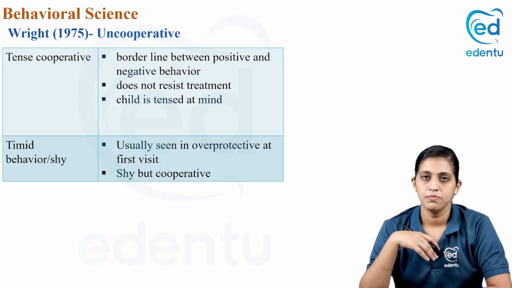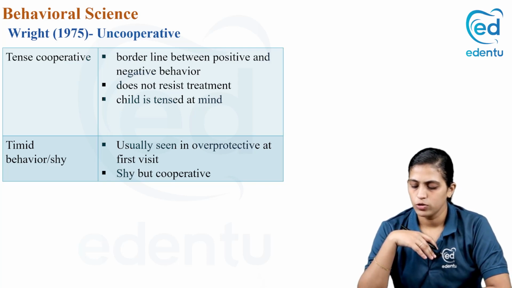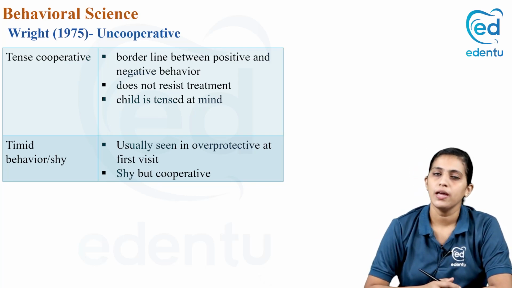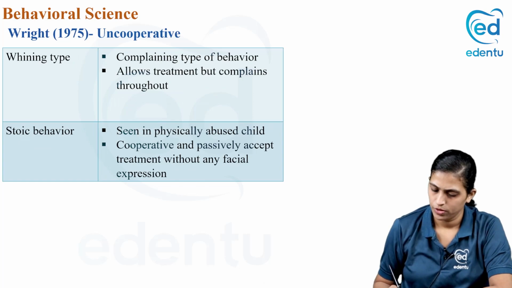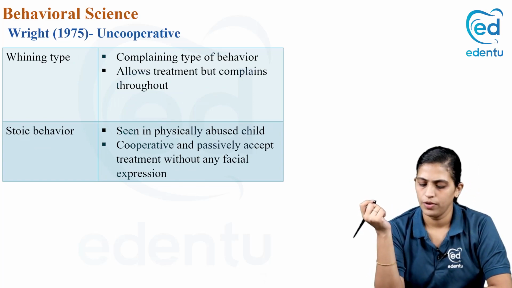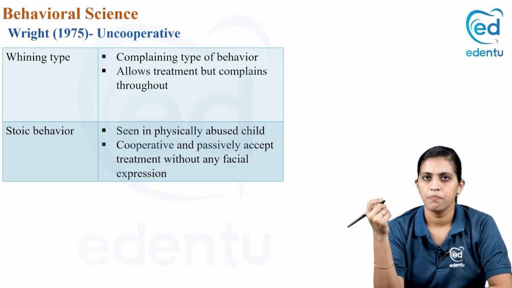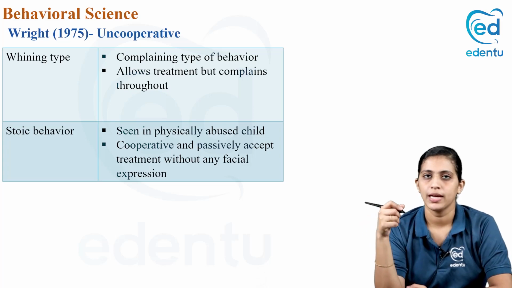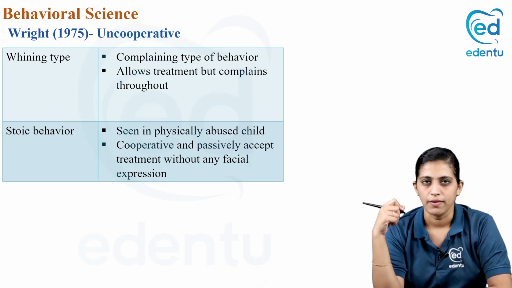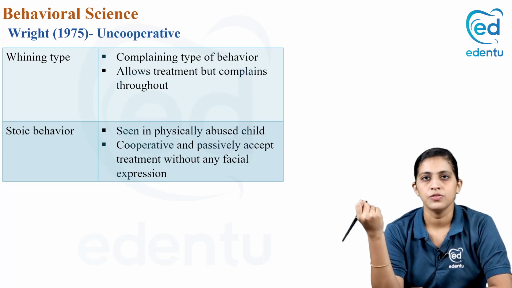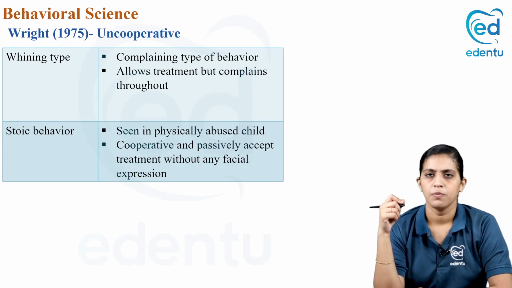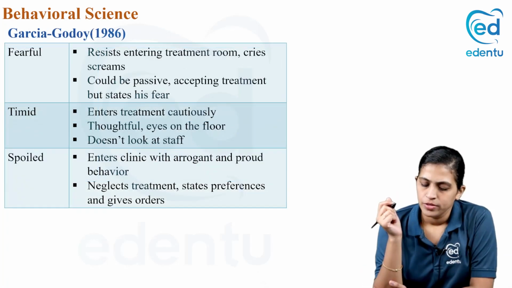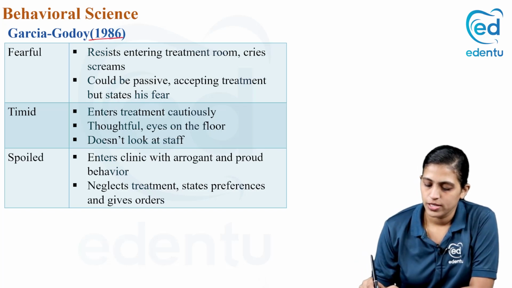Next is the timid behavior or shy, usually seen in overprotective children at the first visit. They are shy but they cooperate with treatment. Next is whining type, that is, they keep complaining during the treatment. They allow the treatment to happen, but throughout the treatment they keep complaining. Next is the stoic behavior. Stoic behavior is usually seen in physically abused children, where they cooperate and passively accept treatment without any change in their facial expression.